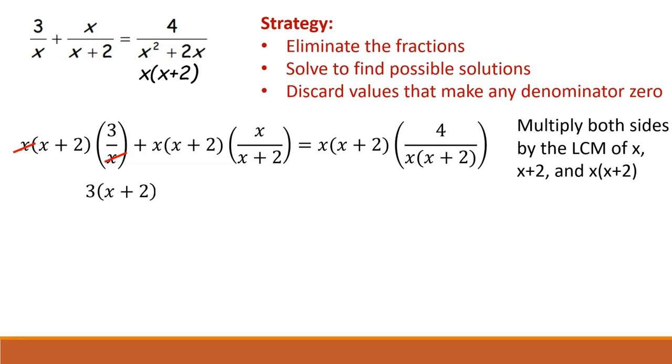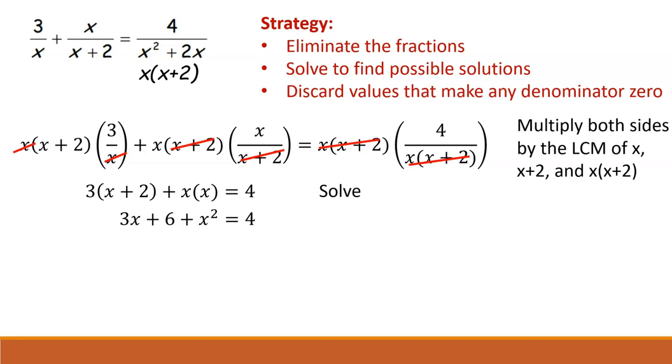The second term has an x plus 2 in a numerator and denominator. And what we're left with when we cancel those is x times x. And the third term on the right side of the equal sign has both an x and an x plus 2 as factors in the numerator and denominator. When we cancel those, we're left with just the 4. Now let's go ahead and solve. We can distribute the 3 to get 3x plus 6, and x times x is x squared.